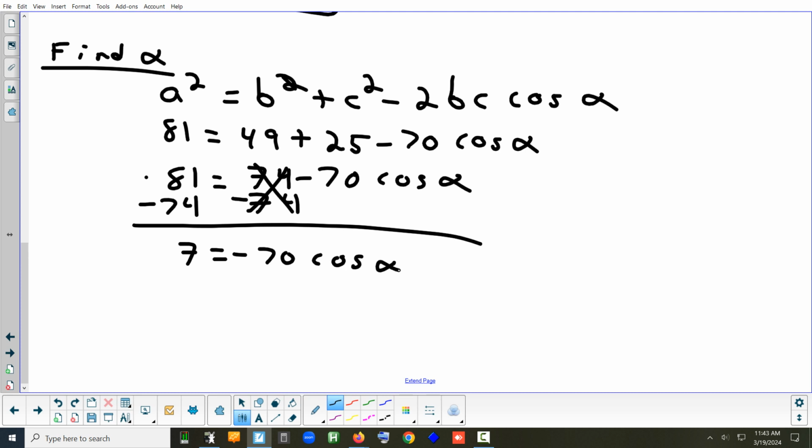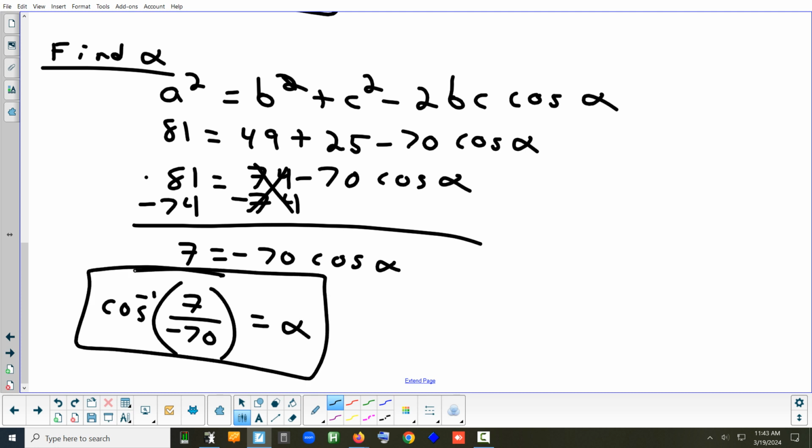Okay, now we've got 2 steps left. What would you do as your second to last step? Divide by, what is it? Negative 70. And your last step, we can do it at the same time. Inverse cosine. There you go. That's how you do it.